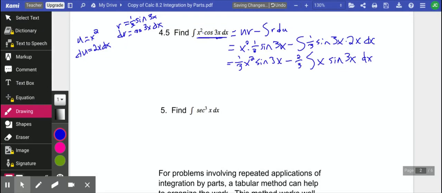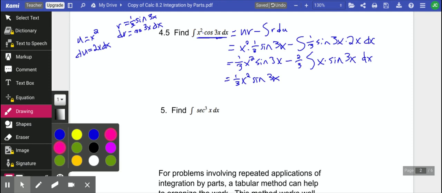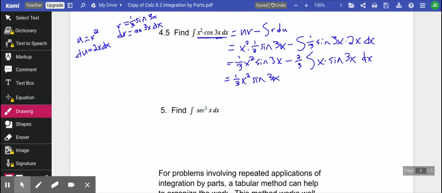Okay, so this first part of the problem, it is fine. We don't have to do anything with that. This 1/3 x squared sine 3x just gets to stay put. But over here, we can't take the antiderivative of x times sine 3x, so we're going to need another integration by parts. So we need to split this up into another u and dv.